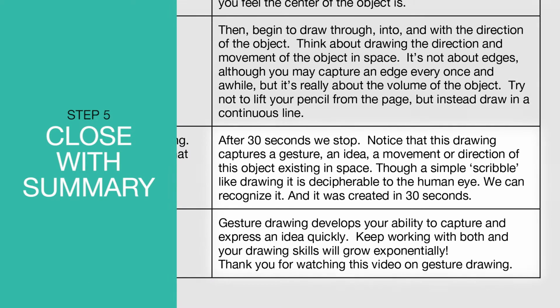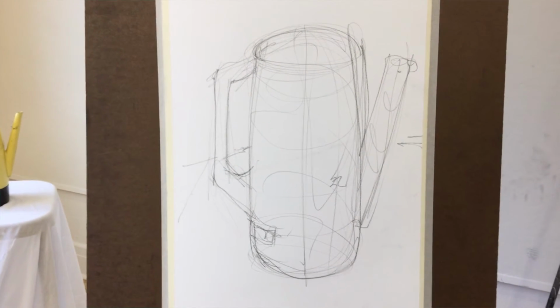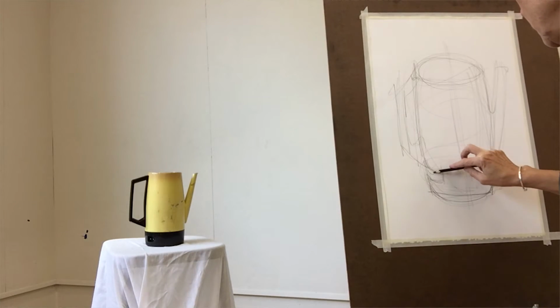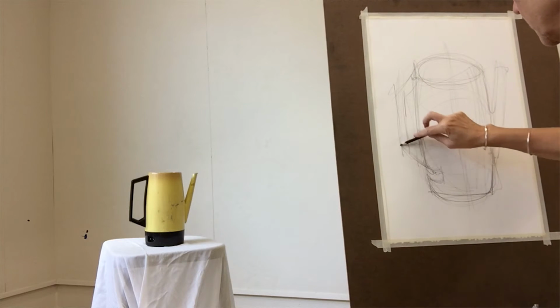Finally, close the video with a summary of the lesson. Like a persuasive paper, the summary should be brief and cover the most important aspects of the video. In our drawing example, we want to recall the elements of gesture line drawing mentioned earlier in the video and how they are reflected in our final drawing.